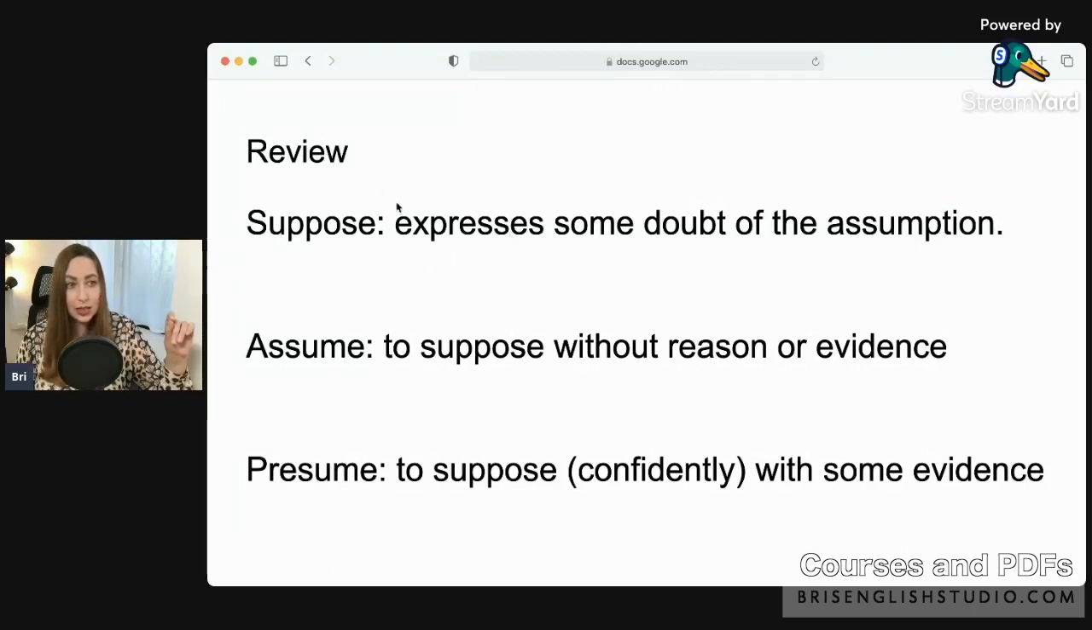Suppose has the most doubt. Next is assume. And then presume is to suppose or to think something confidently with some evidence. Okay, so breaking it down this way, is it easy to understand? Suppose has the most doubt. Assume, you don't have any evidence, but you think something to be true. Next, presume, you have some evidence and you are confident.